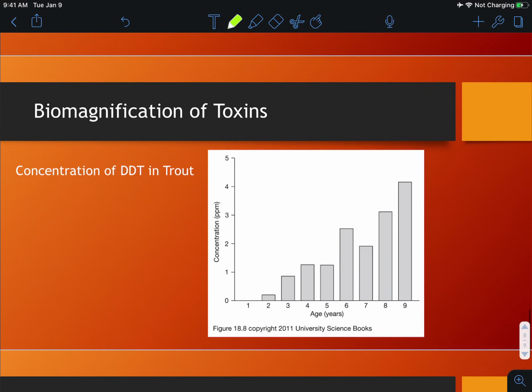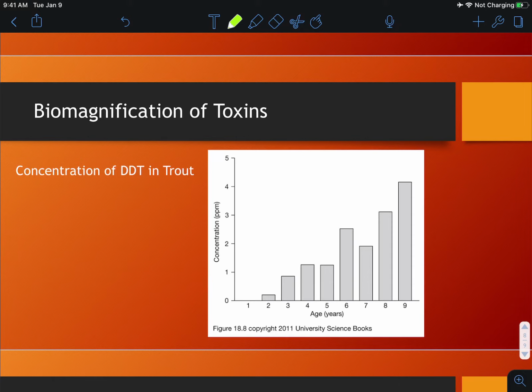Now I want to talk about biomagnification of toxins. One of the things we're seeing here is that certain chemicals actually collect in the fatty tissues. I talked about this in the slides, and your book talks about it a little bit, not really very much at all. So fat-soluble toxins could collect in the fats of your body, and what then happens is they don't get metabolized when another organism eats them.